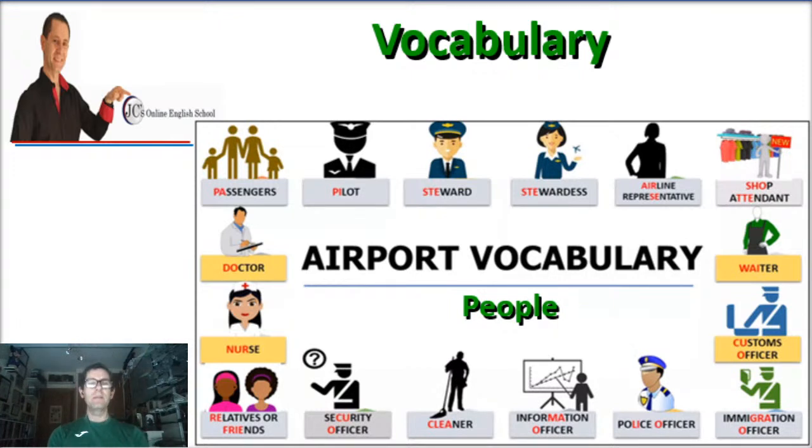Okay, so once again, let me repeat the people that you can find at an airport: steward, stewardess, airline representative, shop attendant, waiter, customs officer, immigration officer, police officer, information officer, lots of officers, cleaner, security officer, relatives and friends, nurse, a doctor, passengers, and pilot.